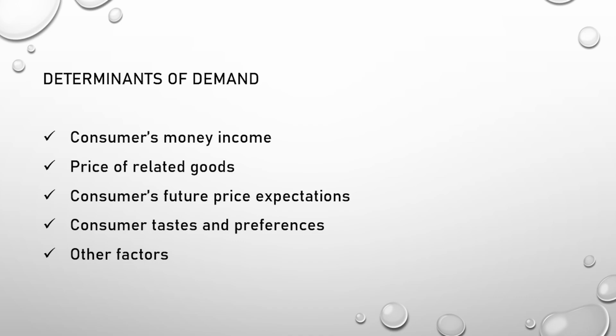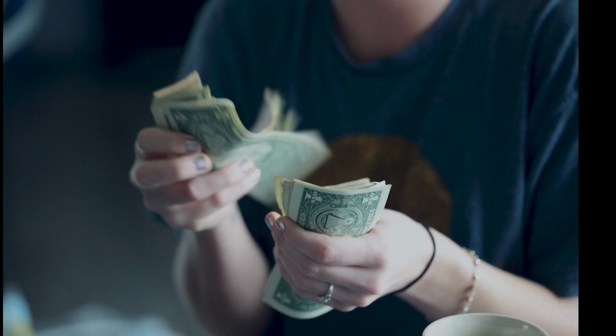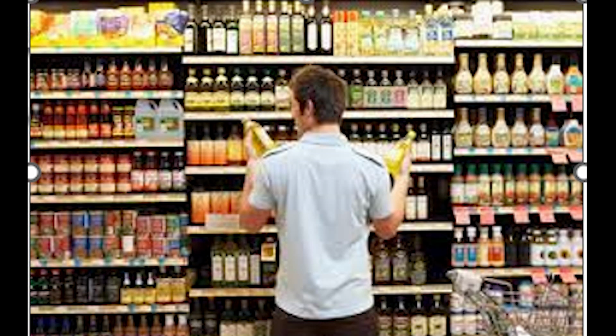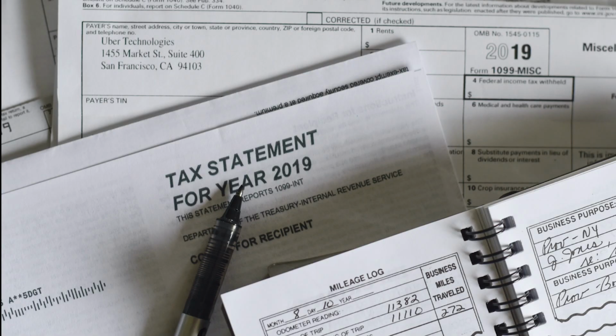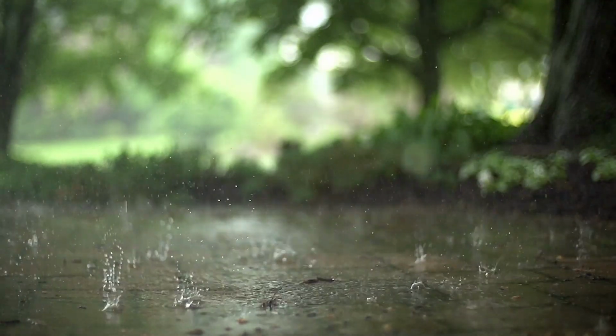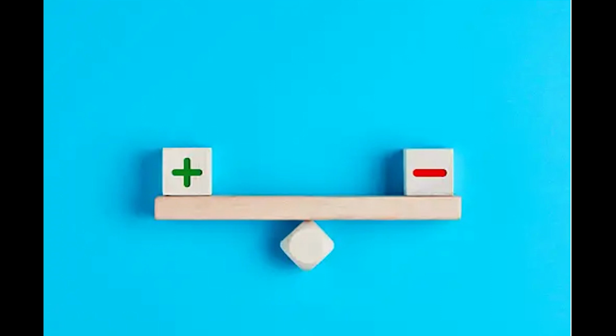Let's recall the demand function as one where demand is a function of the price of the good itself, price of related goods, consumers' income, consumers' tastes and preferences, consumers' future price expectation, and certain other factors like demography of population, government policies, business cycle, weather, and the like. To understand the shift of the curve, we will now hold the price of the good constant and let the other factors vary to influence demand.